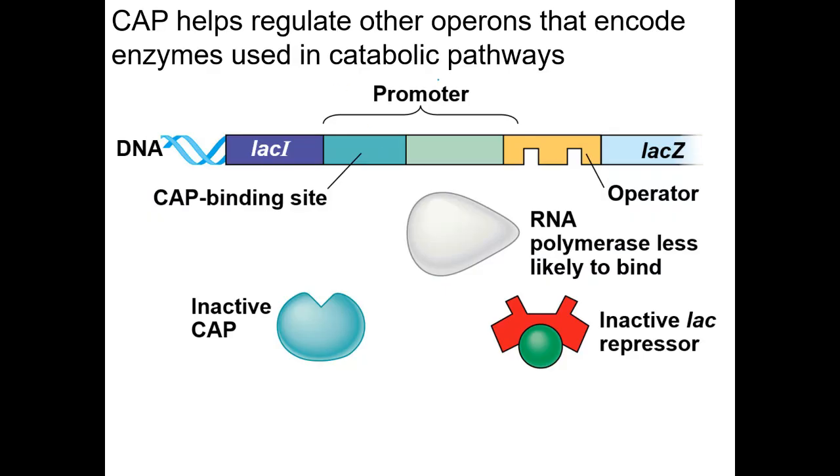So CAP helps regulate other operons as well. So maybe there's not just a Lac operon, maybe there's a sucrose operon, and maybe there's a, I don't know, name your other favorite disaccharides. So if you don't have lactose, you're going to be blocking the Lac operon, but maybe you do have sucrose around. So if there's no glucose, CAP is going to be turning every possible other catabolic operon on because glucose isn't around.